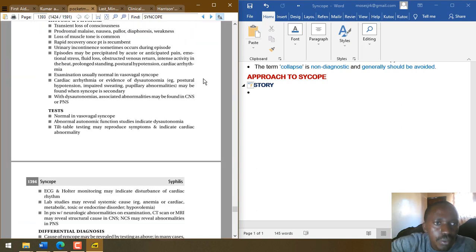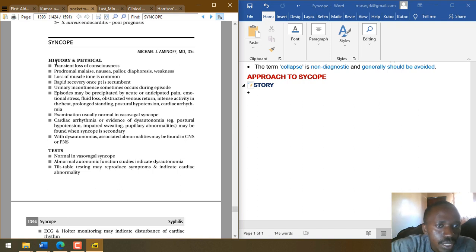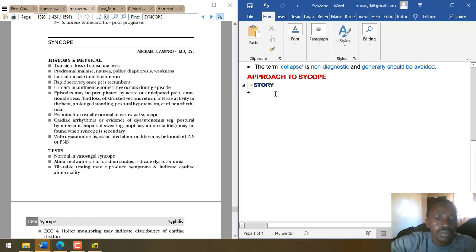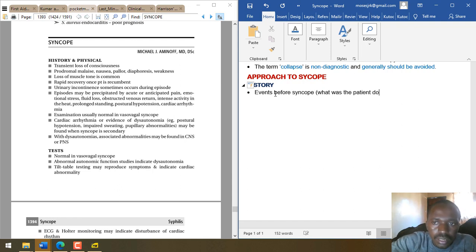So on history, what are we going to be asking? Okay, so transient loss of consciousness, prodrome of malaise, nausea, pallor. Okay, so events before the syncope. So what was the patient doing? There are many events that can actually precipitate syncope. So we can say maybe bowel movements, urinating, standing. So what was the person actually doing before?